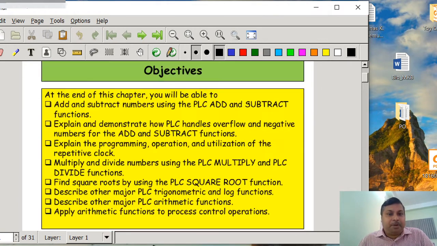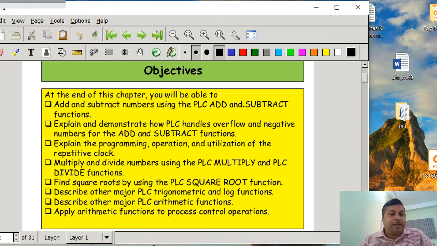The objectives of this lecture are that at the end of this chapter you will be able to add and subtract numbers using the PLC add and subtract functions, explain and demonstrate how PLC handles overflow and negative numbers for the add and subtract functions accordingly, and explain the programming, operation and utilization of the repetitive clock.